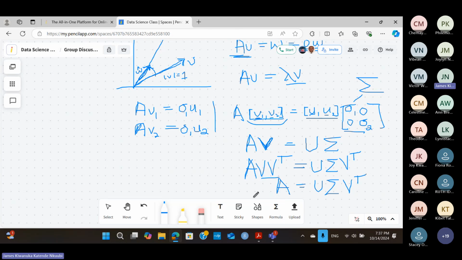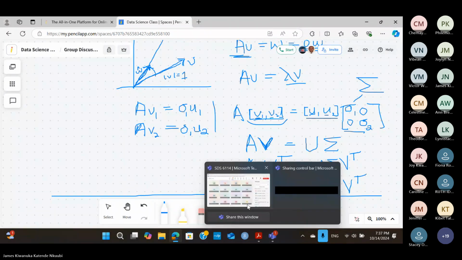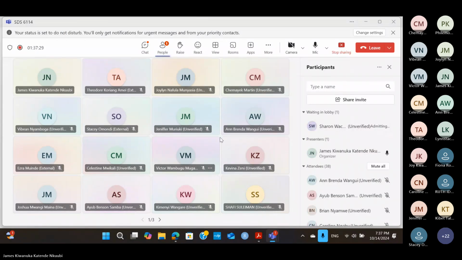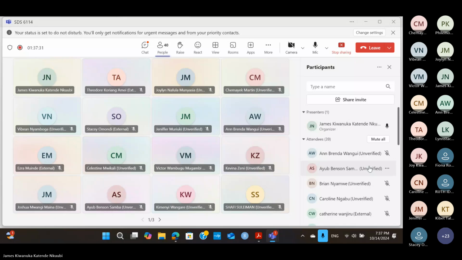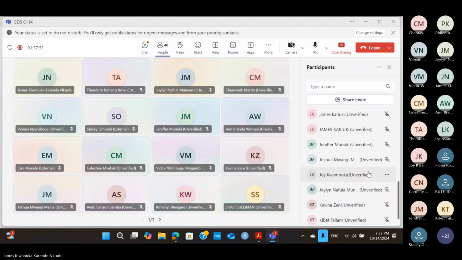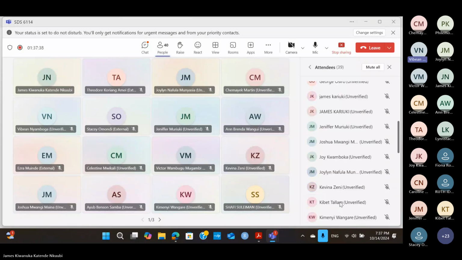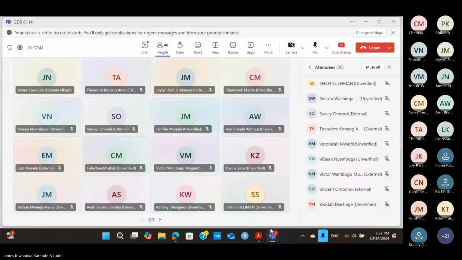So this is always possible for any matrix, whether it's square or not. Here we have used a square matrix to illustrate the point, but this happens whether the matrix is square or not square. So are we together up to that point?